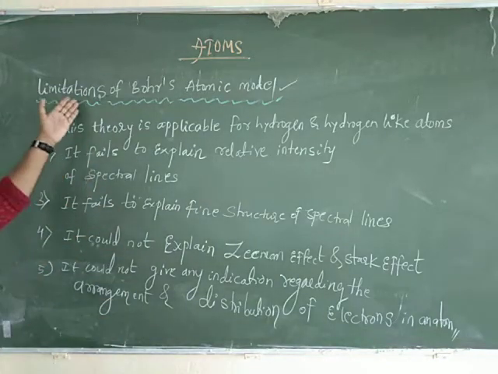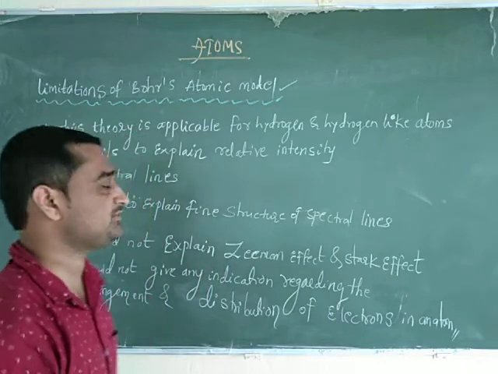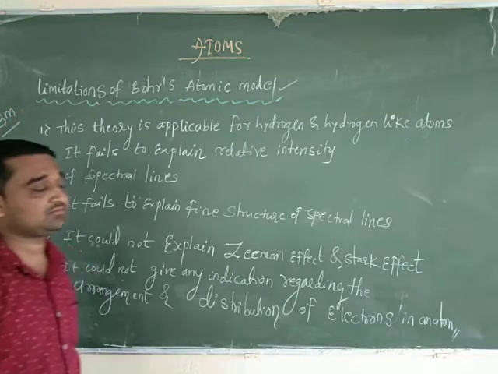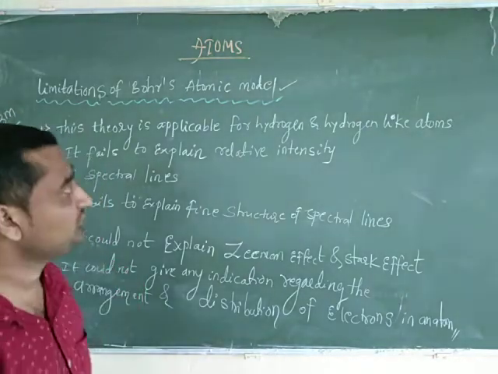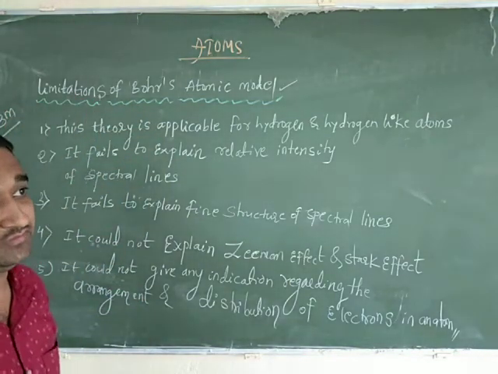And the limitations. Limitations means what? The drawbacks also we can call them. The limitations mean drawbacks. And this is a very important question for 3 marks in the chapter, Atoms. So let us see the limitations of the Bohr atomic model.